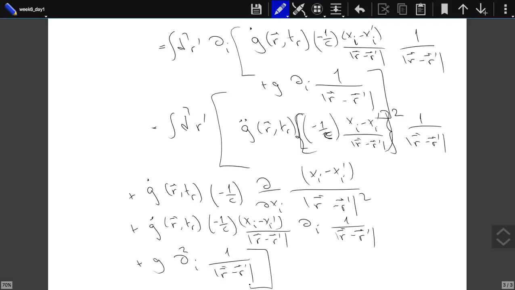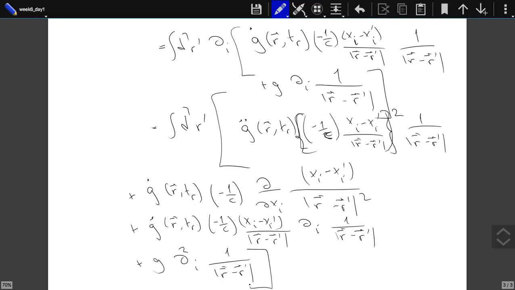Then I have the g dot times 1 minus 1 over c times the derivative of whatever remains. This is the derivative of the first line on the screen. Now the second line on the screen, I need to first take the derivative of g. The derivative of g is g dot multiplied by this whole expression over here. And then the second term is just the derivative with respect to xi of 1 over r minus r prime. Then I have the g multiplied by the derivative of the second term. It is this one.